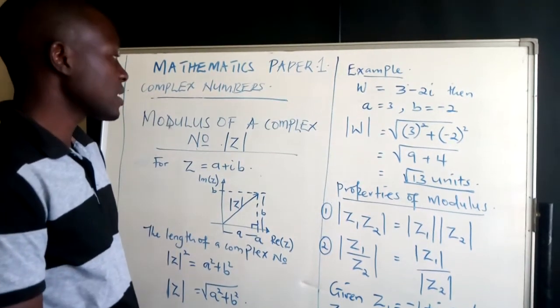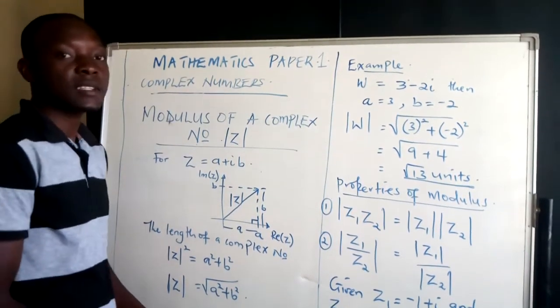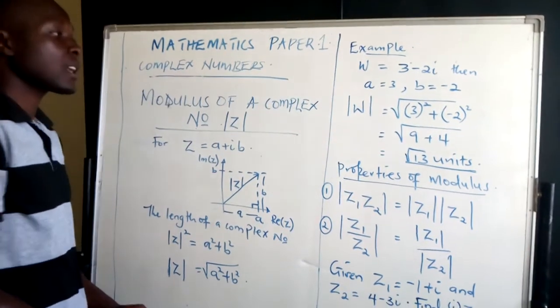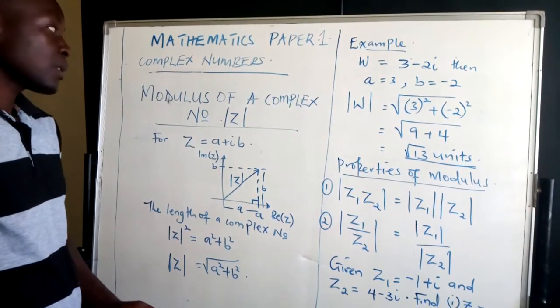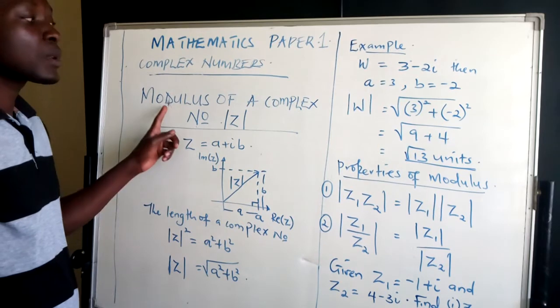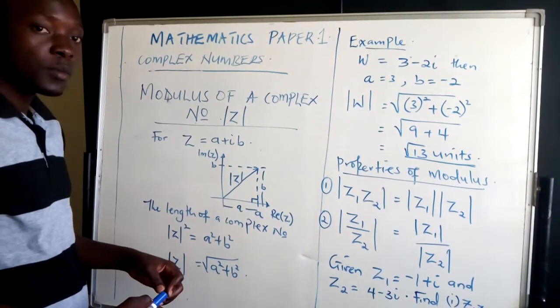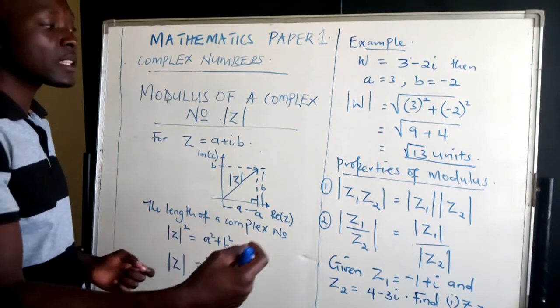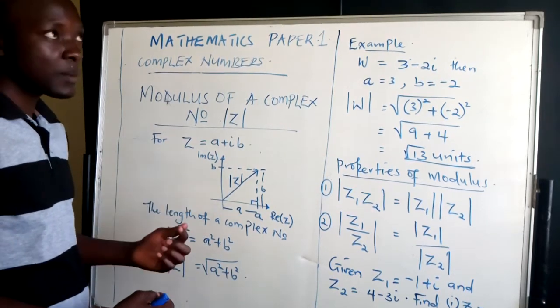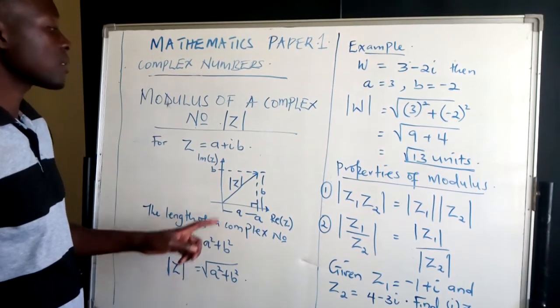Okay, friends, after looking at how we can represent the complex number on the Argand diagram, we are going to look at another aspect, that's the modulus of a complex number. In short, the modulus of a complex number is its length. How far is the complex number from the origin?